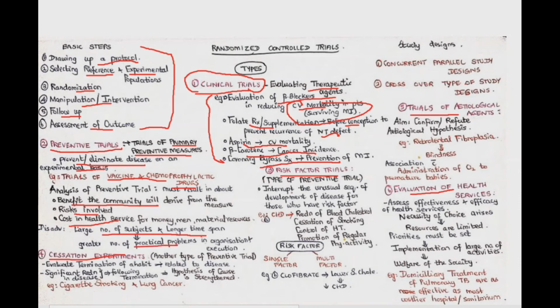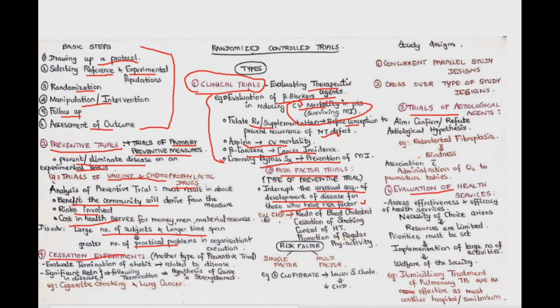So then the third one is the risk factor trial. Risk factor trial comes under the types of preventive trial. For example, in lung cancer, smoking is the main risk factor. So we can remove that risk factor and see whether the disease can be prevented. It interrupts the usual sequence of development of disease for those who have the risk factor. Those who have the risk factor, we are intervening in the development of disease.